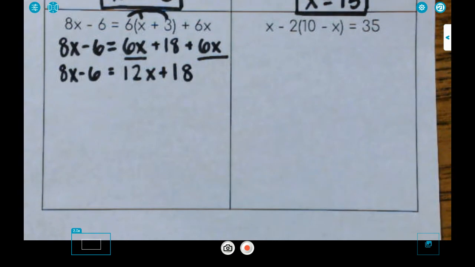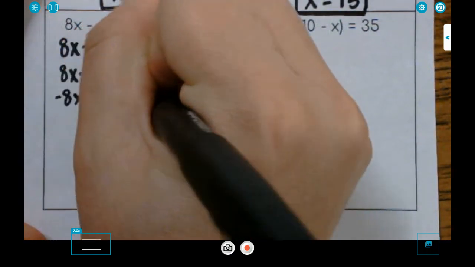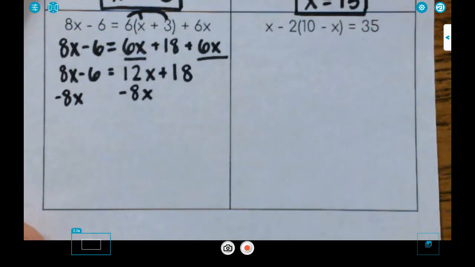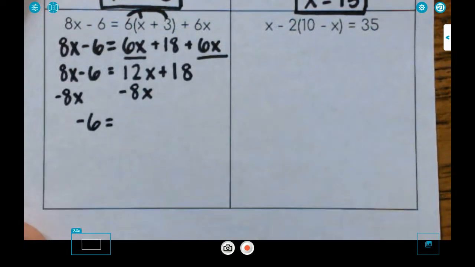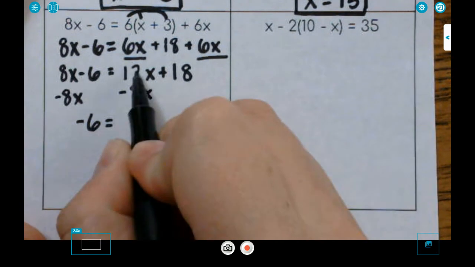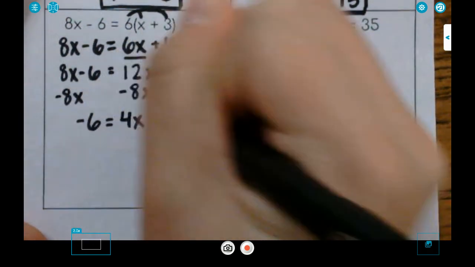Now to get the 8x and the 12x together, I've got to do opposite operations to get them all to one side. So I can either subtract 8x from both sides or subtract 12x from both sides. I'm going to choose to subtract 8x today from both sides because that way I won't have negative x's. On the left side, that leaves behind a negative 6. And on the right side, 12x minus 8x is 4x. And I still have my 18.